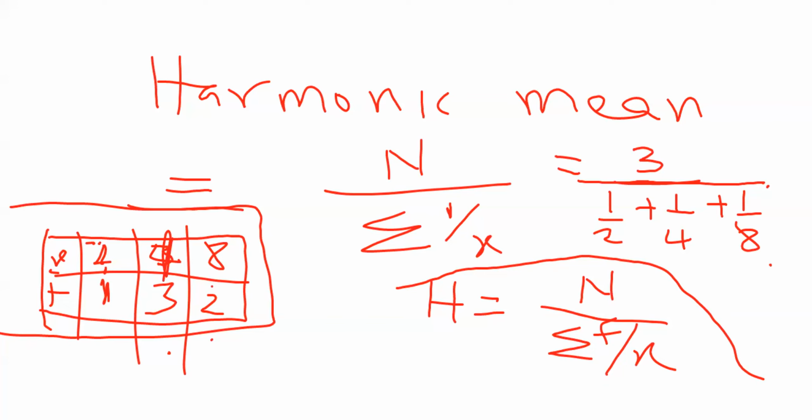Let's find it: 1 over 2 plus 1 over 4 plus 1 over 8. If you look at the denominators, the LCM is 8. 2 in 8 is 4, 4 times 1 is 4, plus 4 in 8 is 2, 2 times 1 is 2, plus 1. We're having 7 over 8.